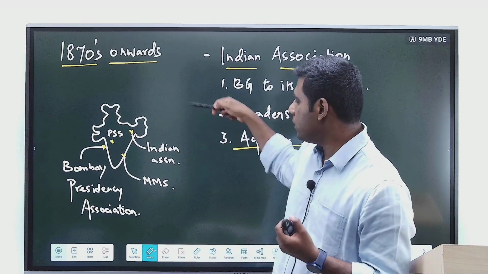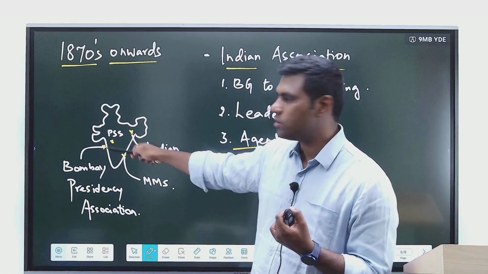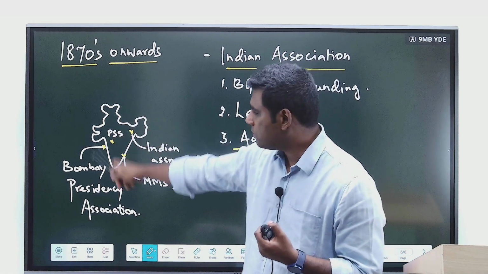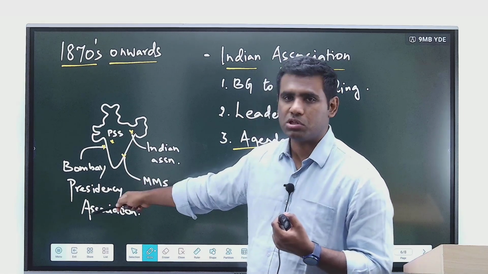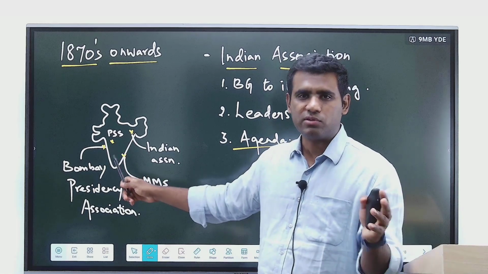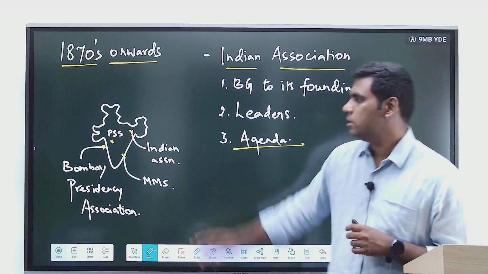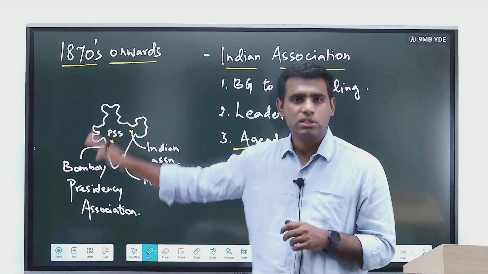In Bengal, we had the Indian Association. In Bombay, we had two associations. One was in Poona, called the Poona Sarvajanik Sabha. The other body was called the Bombay Presidency Association. And in Madras, the new body, which replaced the earlier Madras Native Association, is called the Madras Mahajana Sabha, right? So these are the four new bodies, right?